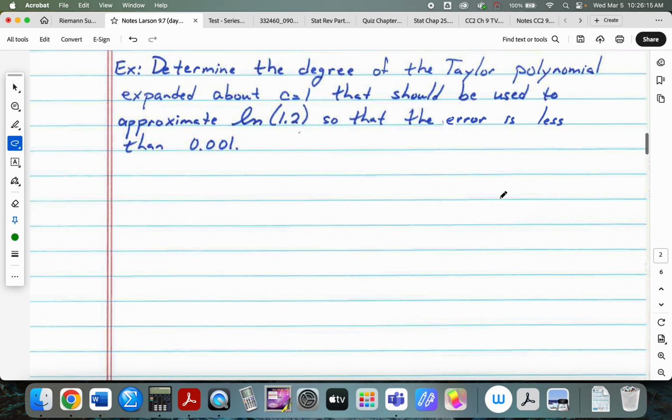All right, so let's try this one. Let's determine the degree of the Taylor polynomial expanded about c is equal to 1 that should be used to approximate natural log of 1.2 so that the error is less than 1/1000th.